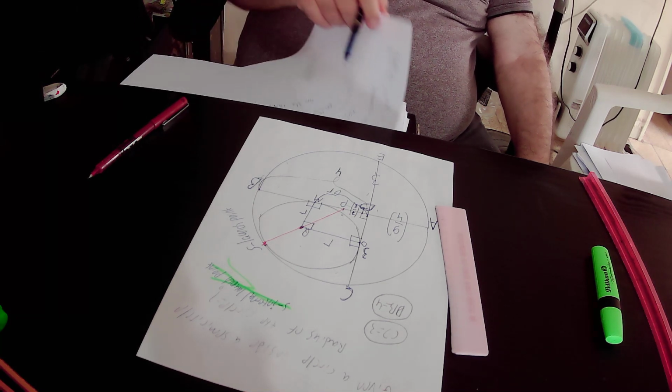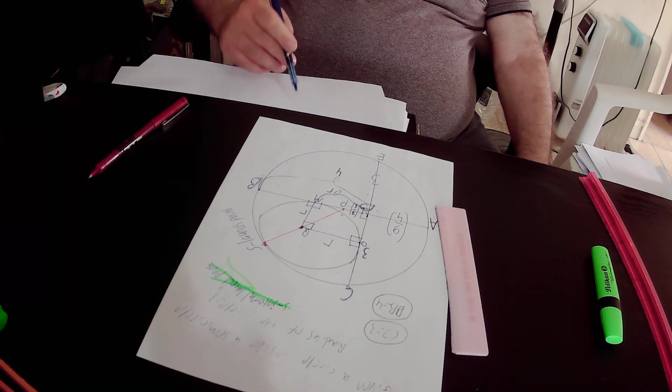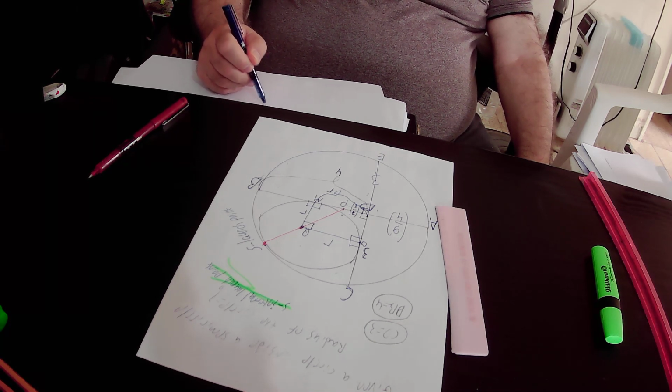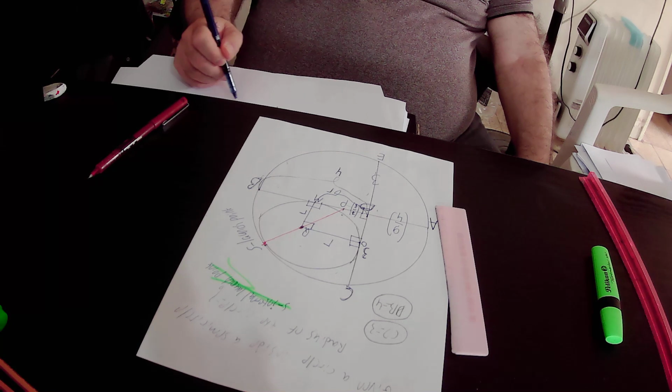Okay, you can also write down that line segment PQS is a straight line.